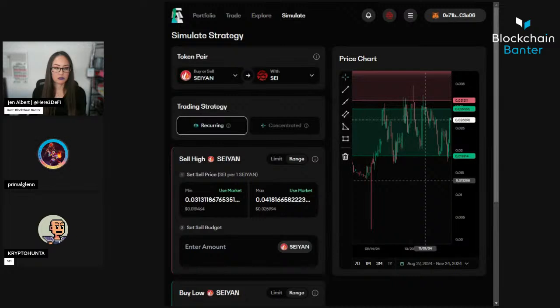So that's another way to visualize a concentrated liquidity strategy on Carbon. It's just taking your buy range and your sell range and overlapping them together. And this is what we do for concentrated liquidity on Carbon.